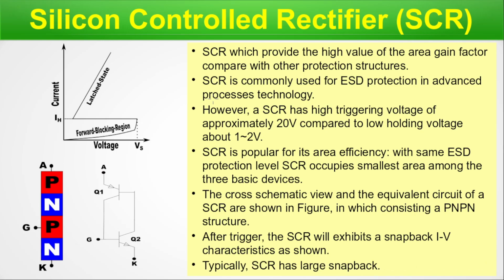Typically, SCR has large snapback. So that is what we told, right? 20 volt is a trigger and snapback voltage is 1 to 2 volt. So there is a large snapback here.